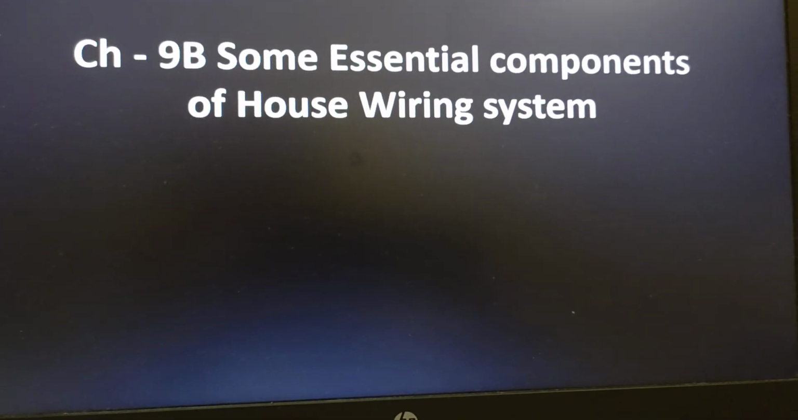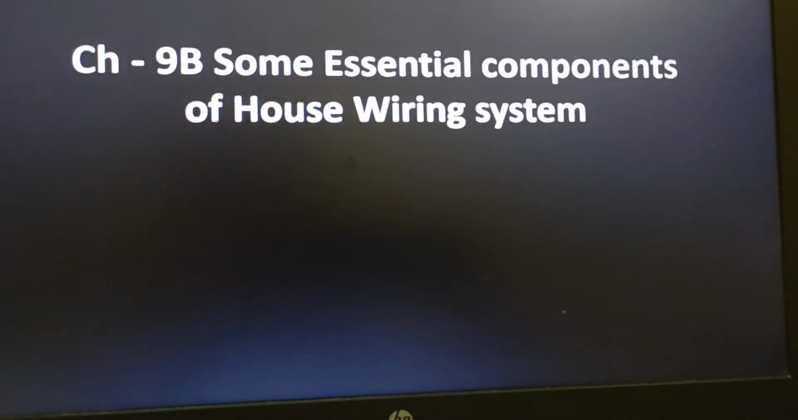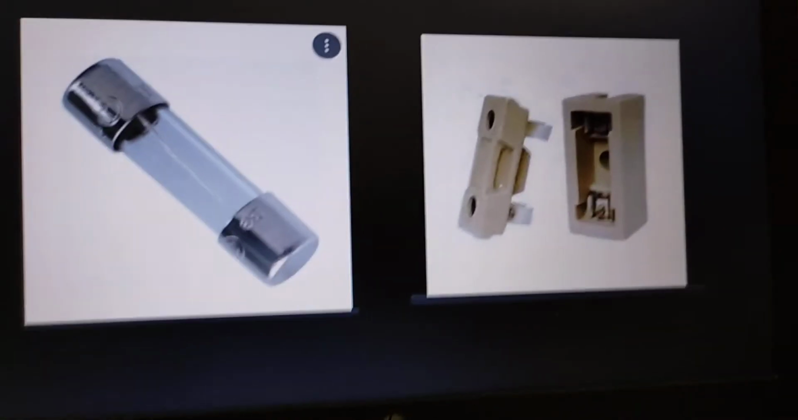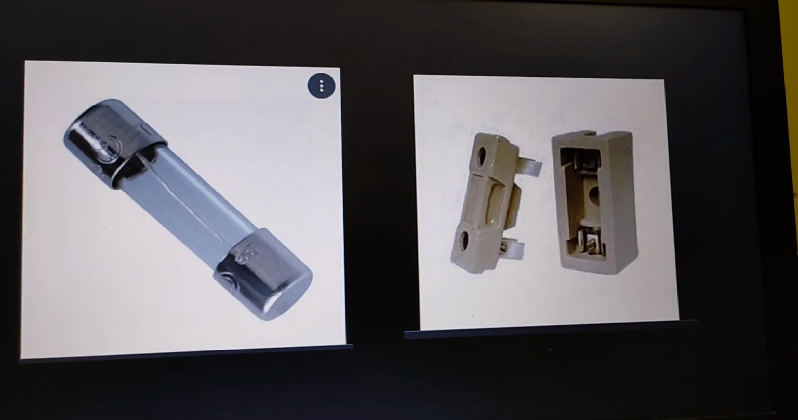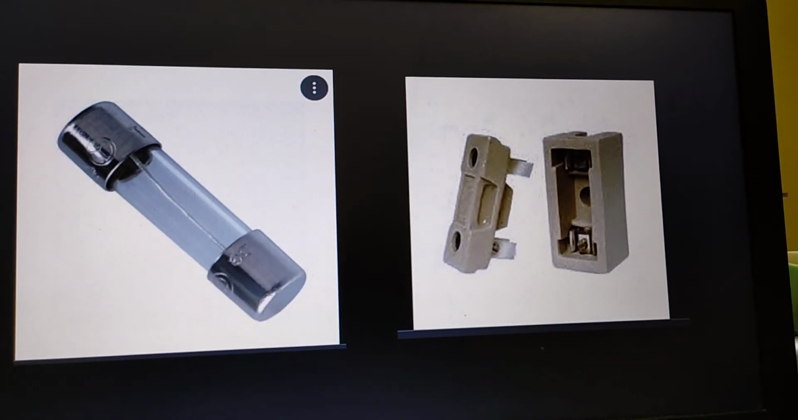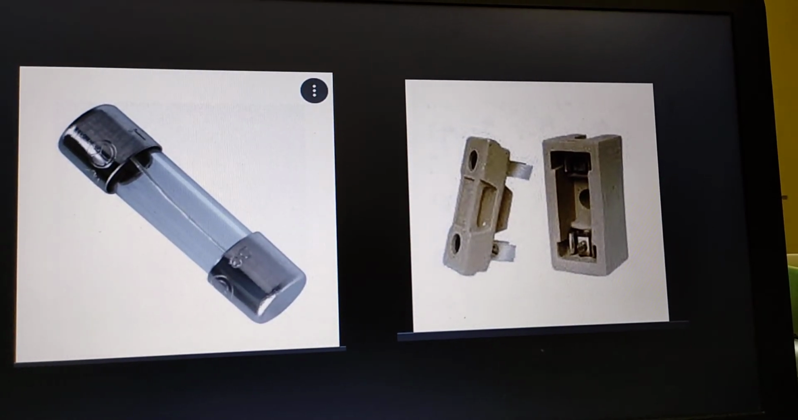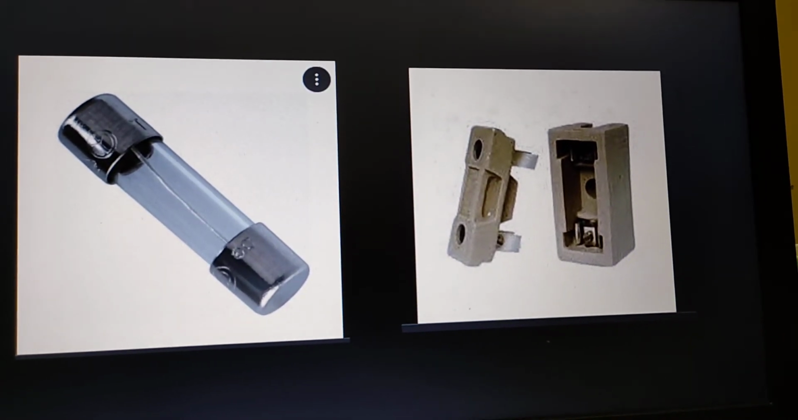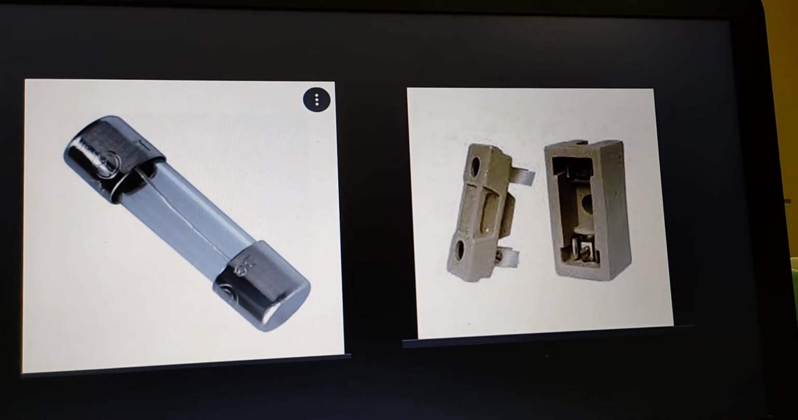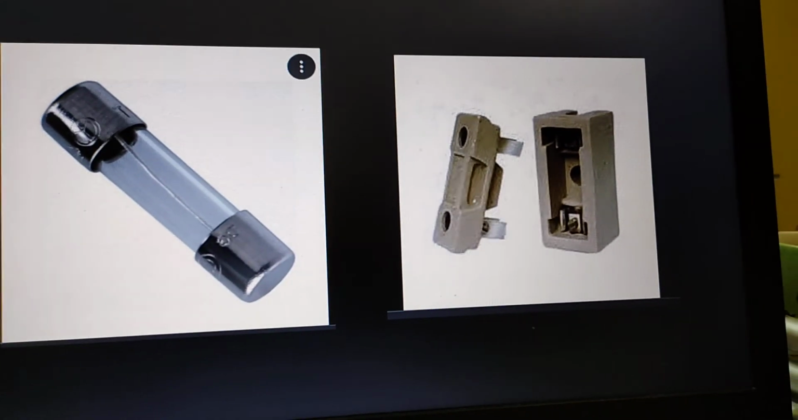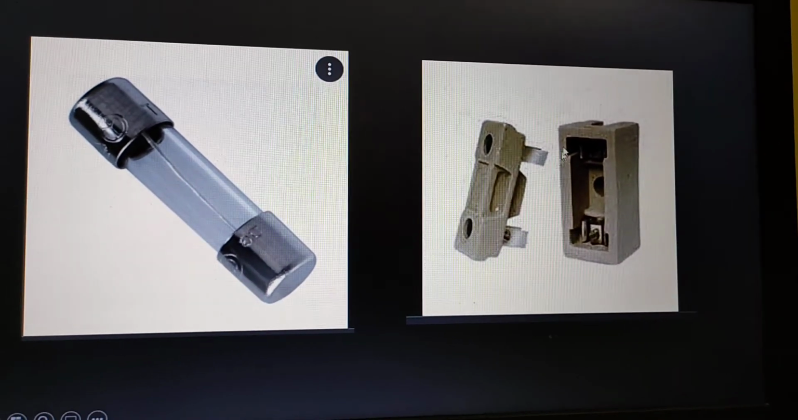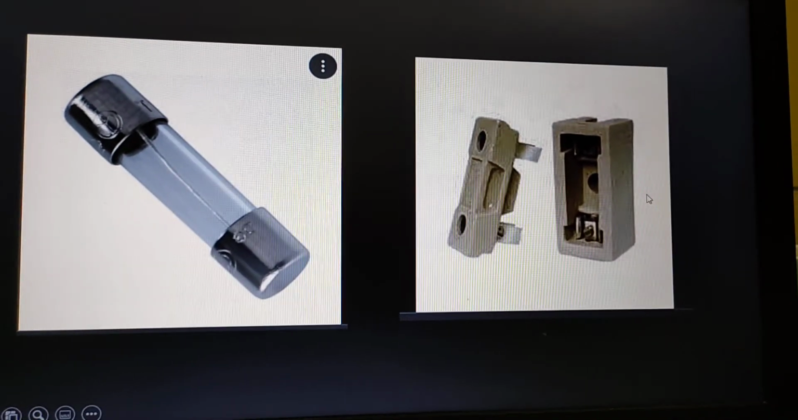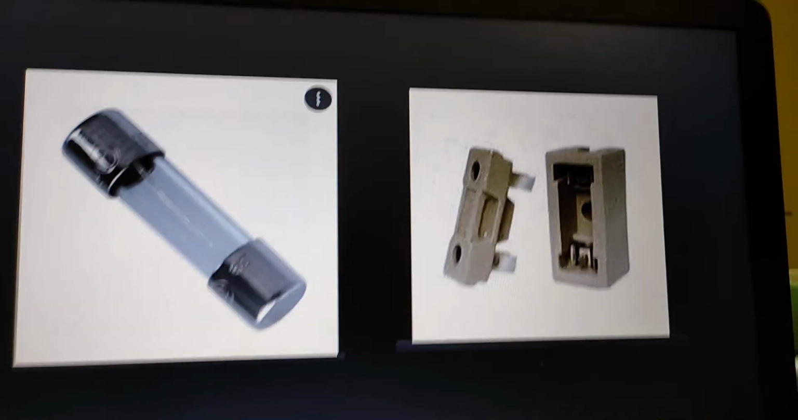Now let us study some essential components of the house wiring system. Let's see what those are. In this video, not all are possible, so basically I will discuss MCB and fuse, and the rest of the parts I will discuss in my next video. So what is a fuse? First I am discussing the fuse. In the electric board in your home, you can see this kind of structure. It is called a fuse. What is a fuse? A fuse is basically a wire.